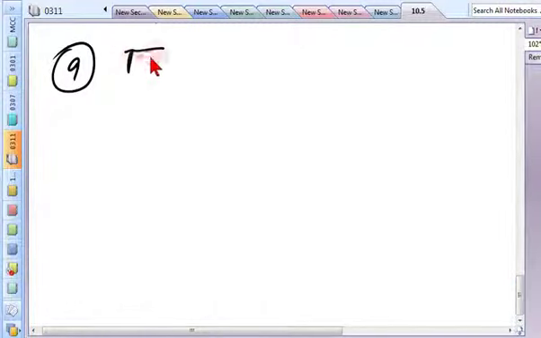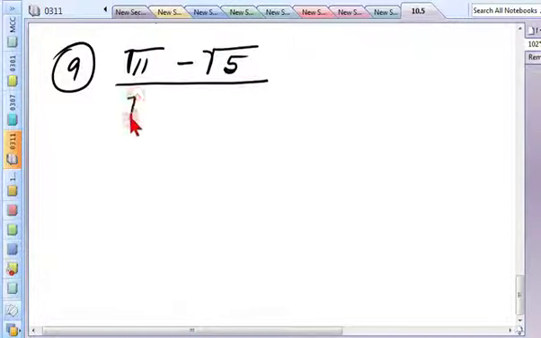All right, next one. Rationalize the denominator, square root of 11 minus the square root of 5 over the square root of 11 plus the square root of 5. Now you might look at that and say, oh, conjugates, top and bottom. And then I'd say, oh, doesn't matter. It doesn't affect the problem at all. Conjugates are only significant when you multiply them.